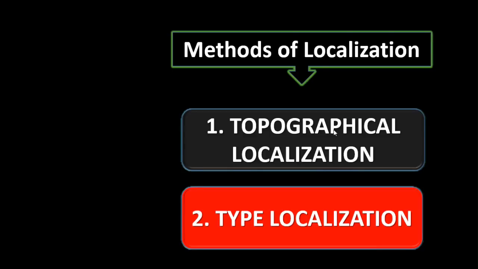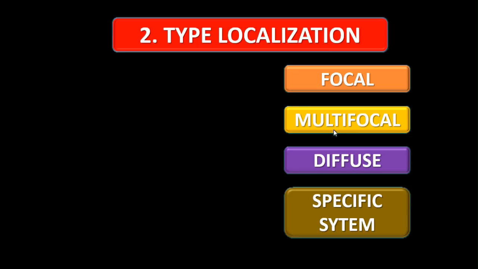Well, that brings us to our second type of localization, and that's the type localization. Type localization identifies the type of dysfunction present within the nervous system. It refers to whether the location of the lesion that would explain the patient's signs and symptoms can be explained by involvement of one part of the nervous system or by several sites, or maybe it cannot be explained as there is a diffuse involvement of the nervous system.